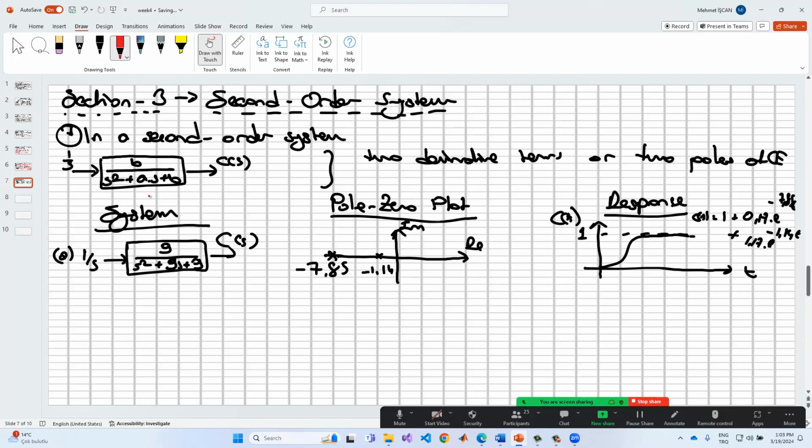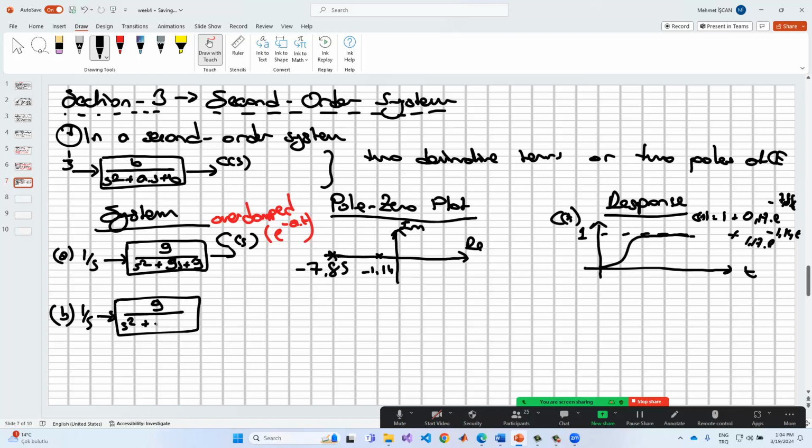This is called the overdamped system. And we have only e to the minus a times t. This kind of system contains only the exponential term. This is the response, the solution of this transfer function. This is coming from the solution. It's an arbitrary number right now.